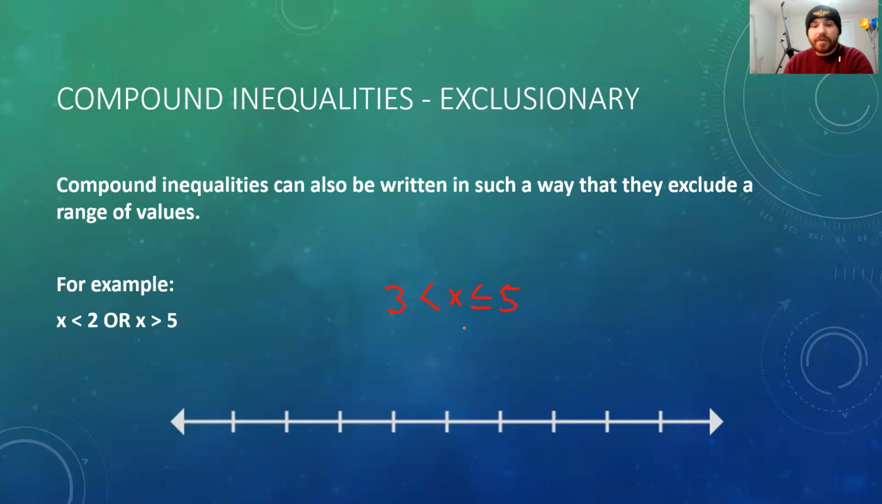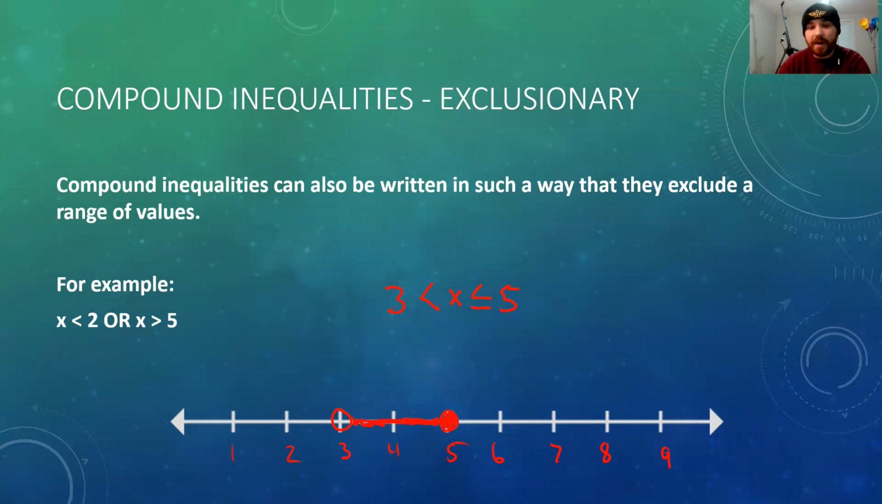So again, back to here, 3 less than x, less than or equal to 5. Let's say we've got 1, 2, 3, 4, 5, 6, 7, 8, 9. We'll put the 3 here, and x is greater than 3, so it's going to be going this way. X is less than or equal to 5, so it's going to be here. It's this way. So we're going to fill this in. And then our 5 is included, so we fill this point in. And we are done, just like that. So this is how we can graph the solution to our compound inequality.